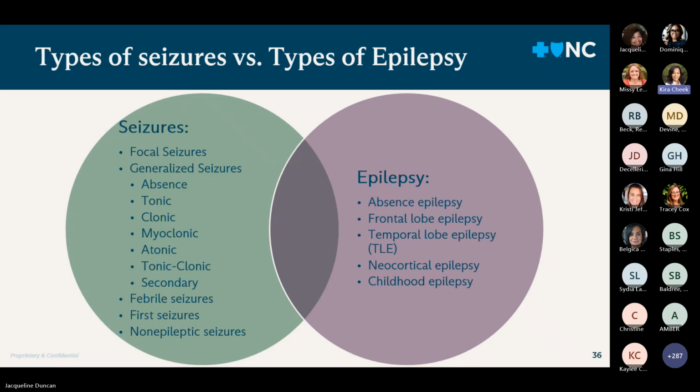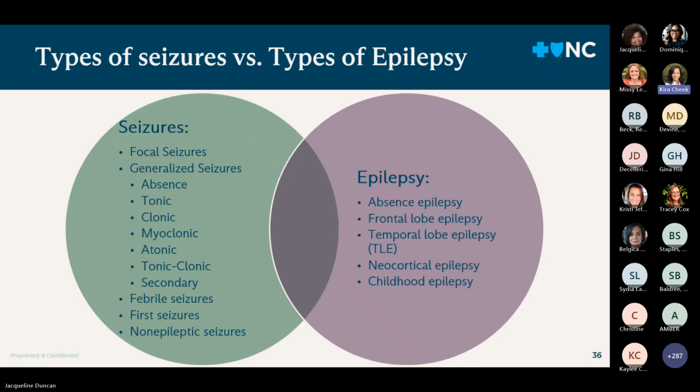Generalized seizures can be caused by abnormal neuron activities on both sides of the brain, characterized by a loss of consciousness, falls, or massive muscle contractions. There are 7 types of generalized seizures, as you can see listed on the left. Some common types of epilepsy are listed on the right, though there are hundreds. Absence epilepsy includes lapses of consciousness caused by repeated seizures.